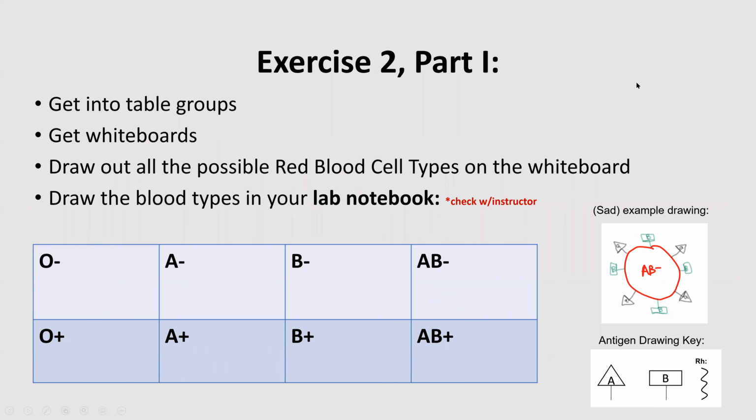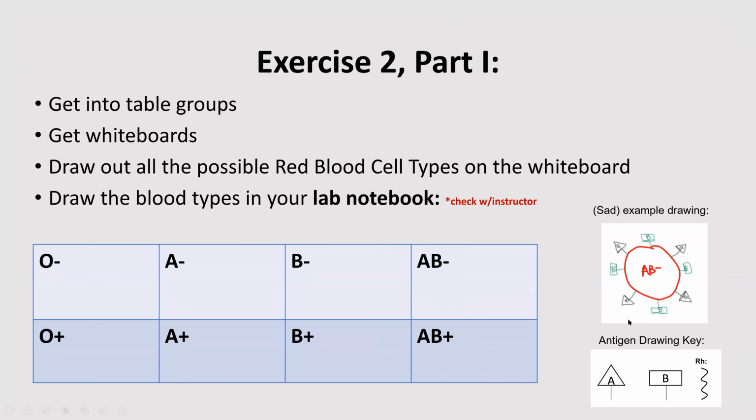So for exercise 2, part 1, we would normally use whiteboards in a class setting, and you get into your table groups, and using different colors and this antigen drawing key, I'm going to have you guys draw out all possible red blood cell types on these whiteboards. So these you want to make sure to have in your lab notebook. If possible, definitely check with your instructor to make sure they're correct.